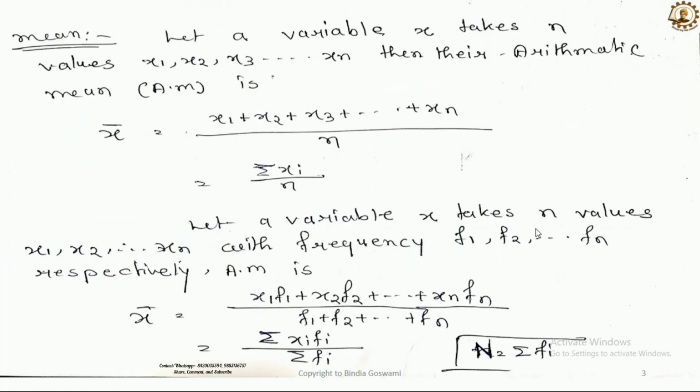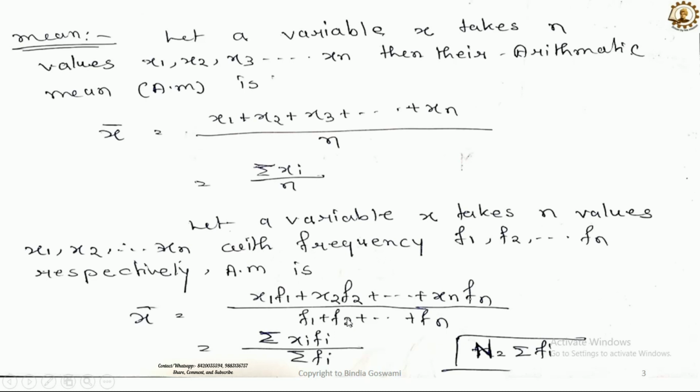Okay, next, this is the formula of mean. This formula is without frequency and this is the with frequency formula. Let a variable x take n values x1, x2, x3 dot xn. Their arithmetic mean, we denote mean as x bar, is x bar equal to x1 plus x2 plus x3 plus dot xn divided by n. It's called summation xi divided by n.